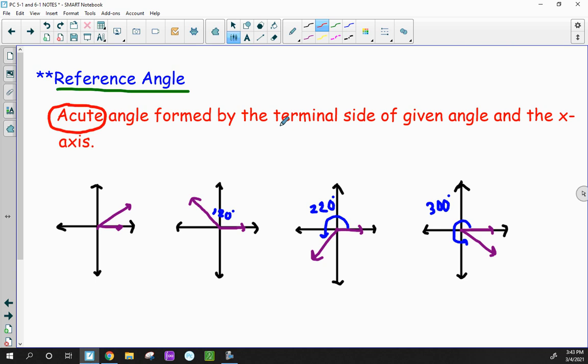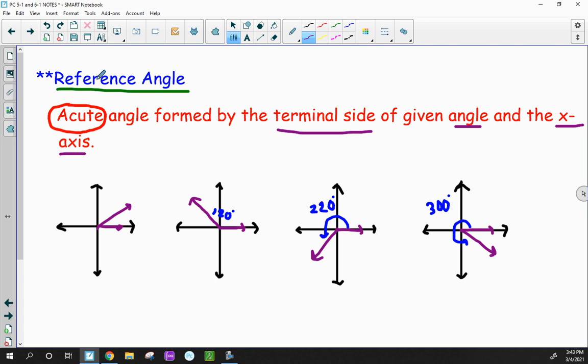You're going to find that answer by looking for an angle formed by the terminal side of the angle. That's why I went over that word earlier in the notes, and also the x-axis. So every single word here is super important in order to get these right.